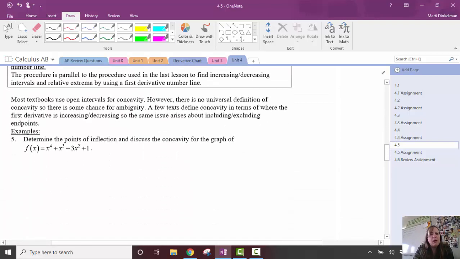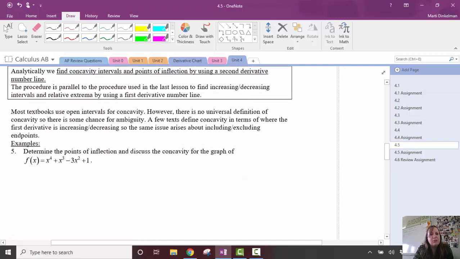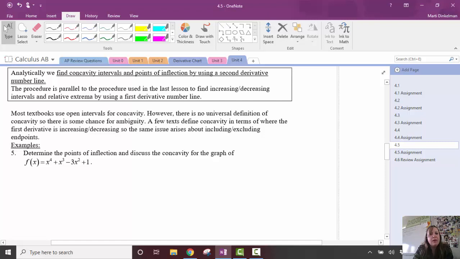Okay, so we are going to analyze concavity here. So we're going to look at the second derivative. And again, there's a little bit in here about how we decide if we're going to include or exclude endpoints. We talked about that last lesson as well. Technically, based on the definition, we should include the endpoints, but the AP exam does not mark you off for having the wrong brackets versus parentheses there.